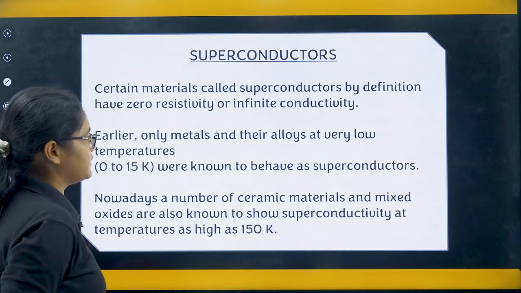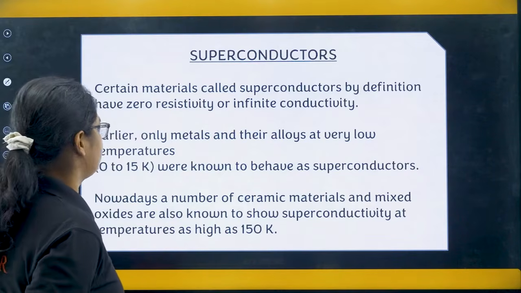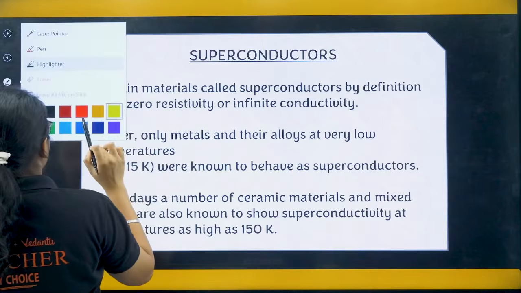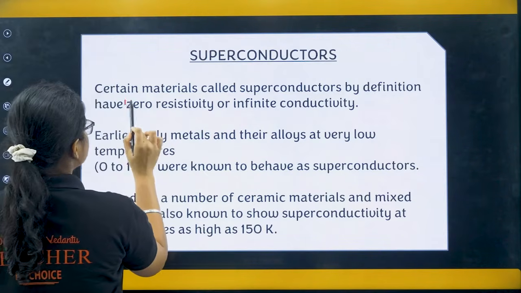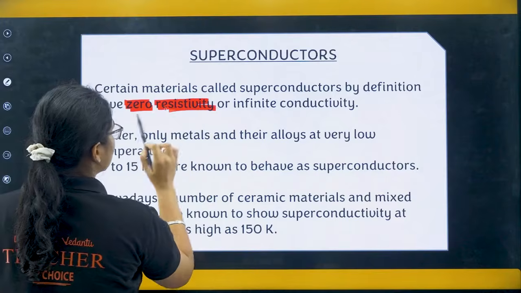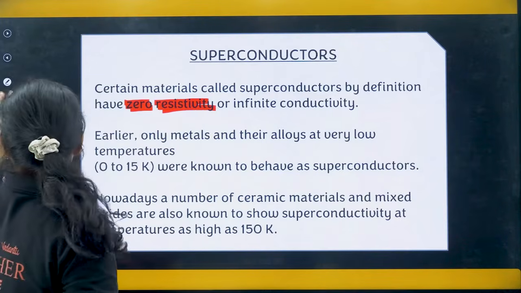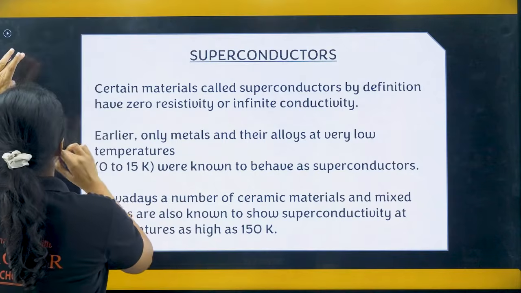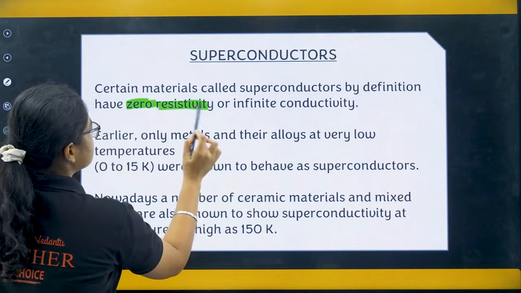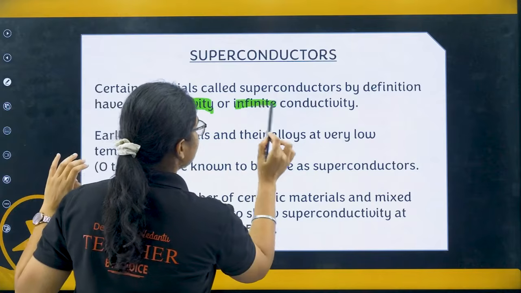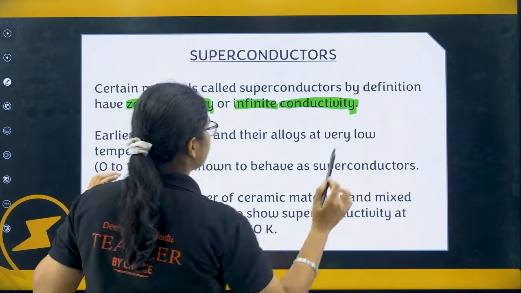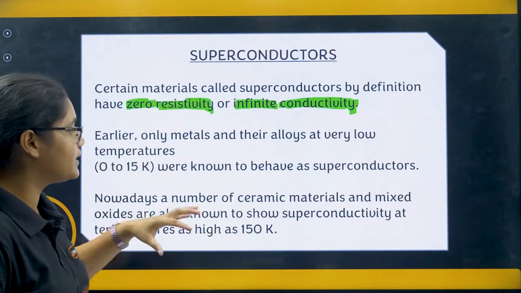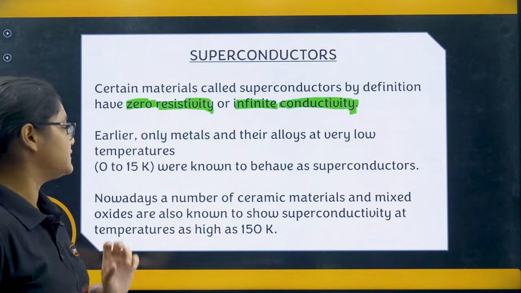There are certain metals called superconductors which, by definition, and this is very important, have zero resistivity. These have zero resistivity or infinite conductivity, meaning they can conduct as much electricity as is required. There is no resistivity at all. So what are the examples here?